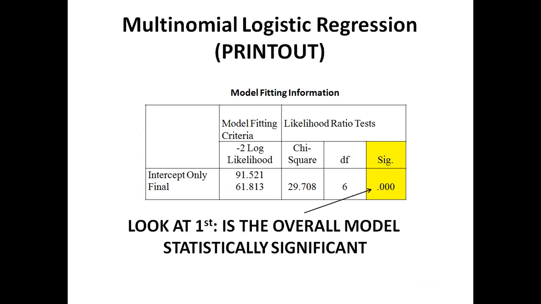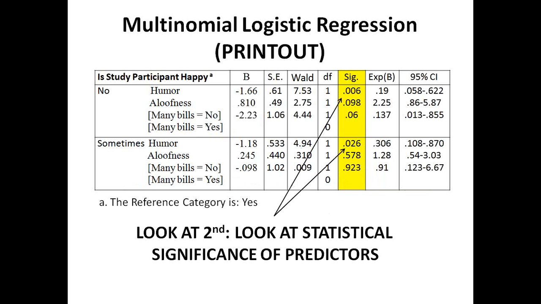So, like I said, the model fitting information, the far right corner, significance 0.00. So the model is overall statistically significant. First thing we look at. Next, we look at the statistical significance, second, of the individual predictors.